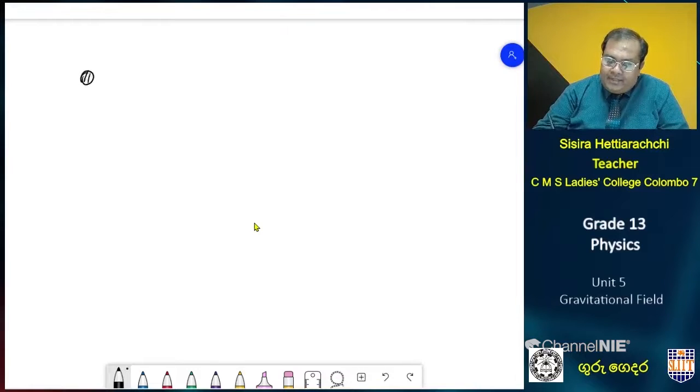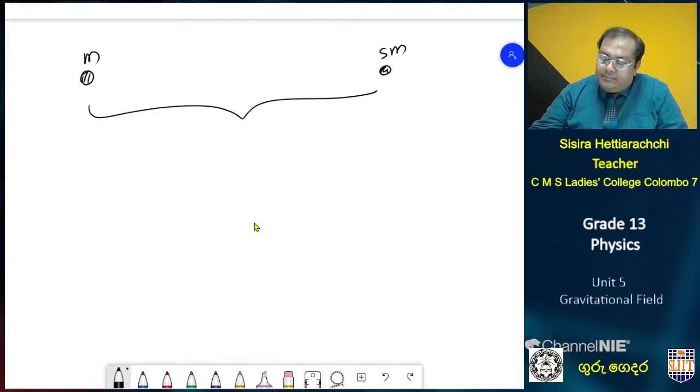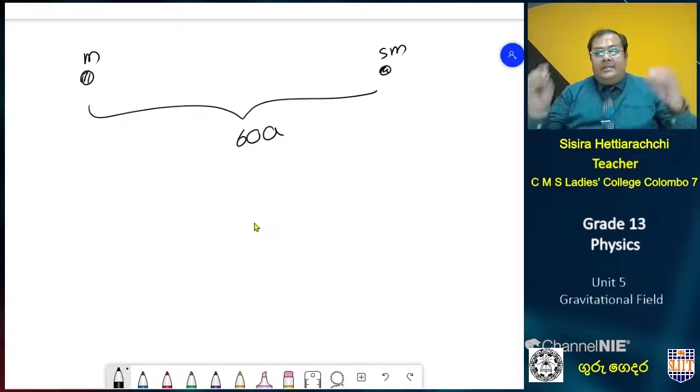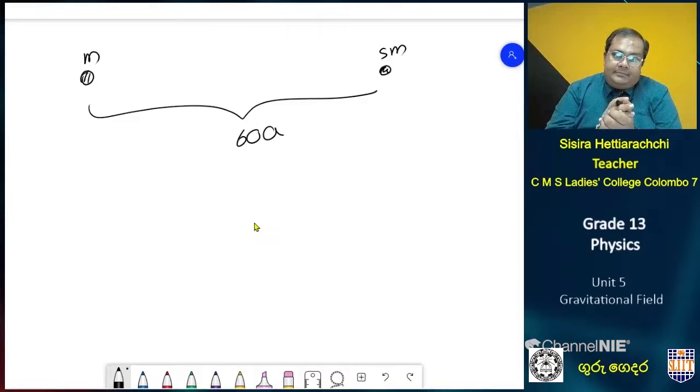Consider two point masses, one of them m, another one 5m. Assume the separation between them is 60a, whatever the value. They are released in space. How do you find the point where they collide?